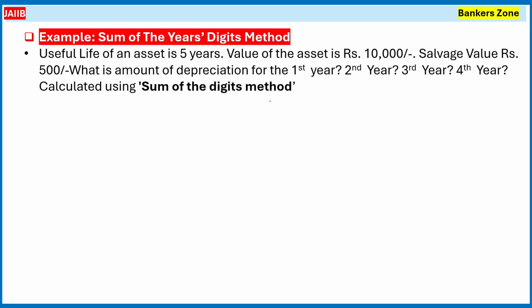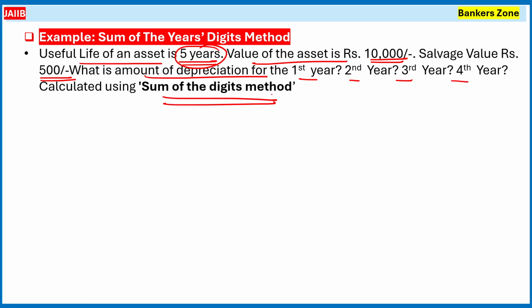Sum of years digit method. Now see, the useful life of the asset is 5 years. The value of the asset is 10,000. Salvage value is 500. What is the amount of depreciation after the first year, second year, third year and fourth year, using the sum of digit method?